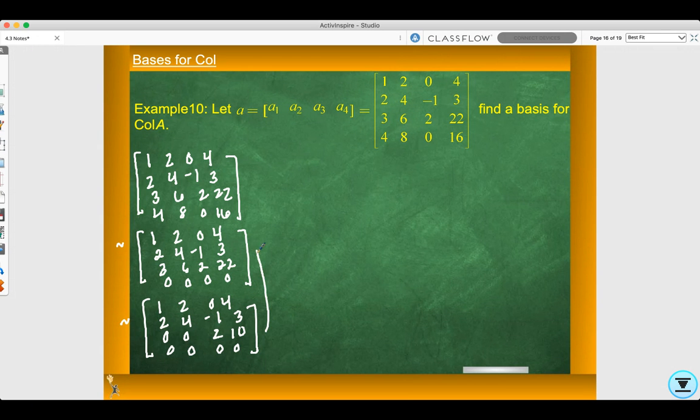The next thing I'm going to do is take negative 2 row 1 and add it to row 2. So row 1 is still the same. And then if I take 2 times row 2 and add it to row 3, that zeroes that out, and I can also get rid of my negatives, and then I'm down to 2 pivot columns.